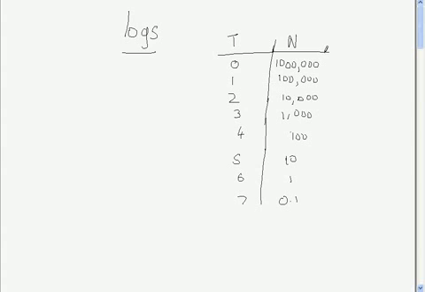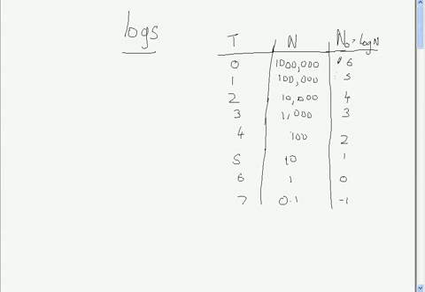So rather than sketching a number of atoms against time graph, if I do the log of n, so if I call this n0, n0 is equal to the log of n, it'll look something like this. 1 million is going to be 6, 100,000 is going to be 5, 10,000 is going to be 4, 1,000 is going to be 3, 100 is going to be 2, 10 is going to be 1, and 1 is going to be 0, 0.1 is going to be minus 1.